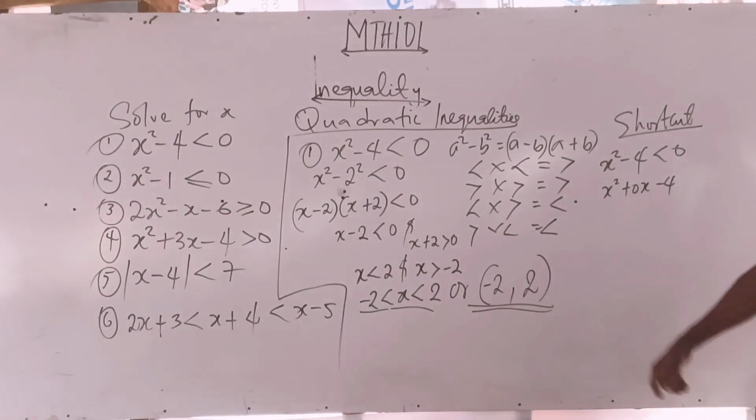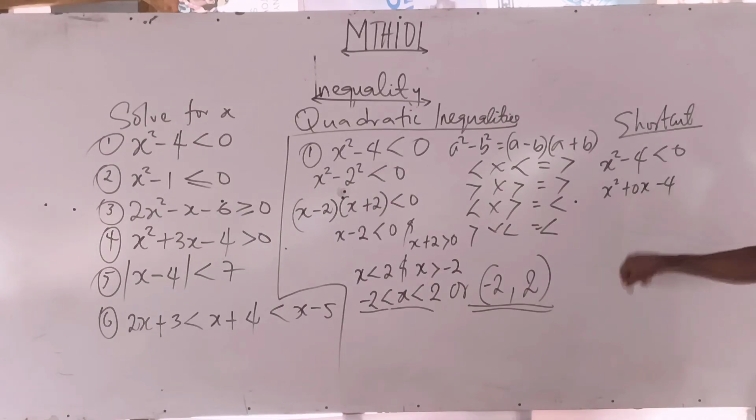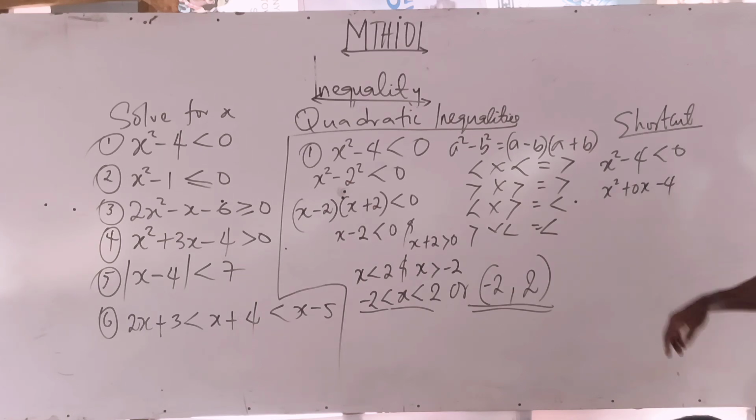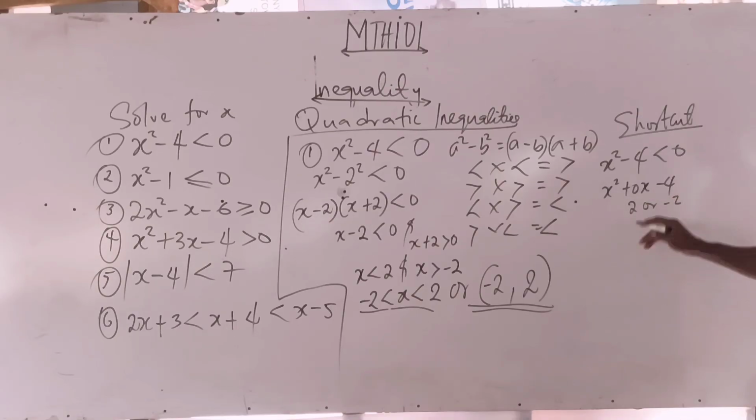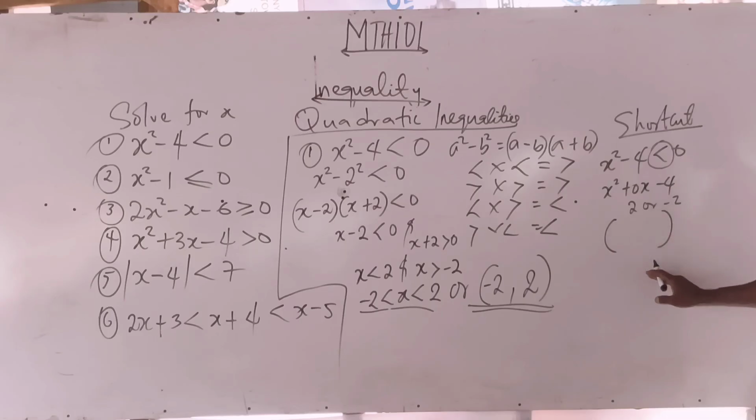Yes. 1 equal to, 0 equal to, minus 4 equal to. Press first, then press equal to. What did you get? 2 and minus 2, right? That is all you need. Then whenever you see less than alone, you just use open bracket. That is open interval. Then the lower number will come here, and the bigger number will come there. That is your answer.